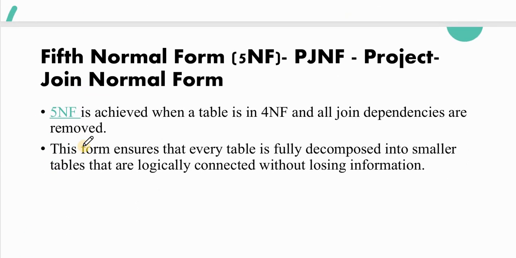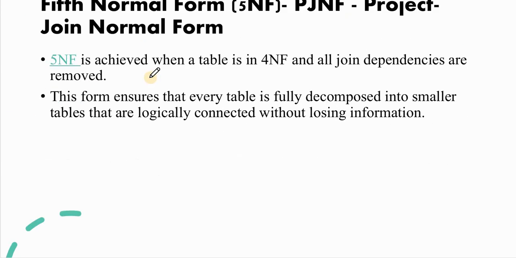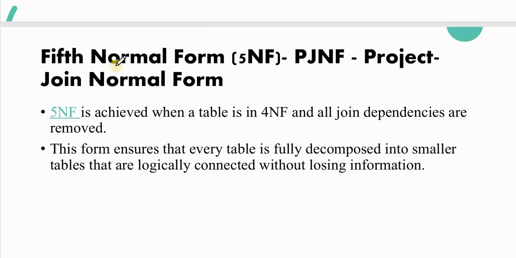And next is the fifth normal form. Fifth normal form is also called project join normal form. So this fifth normal form deals with join dependency. It will decompose the table so that it can be joined without creating spurious tuples.